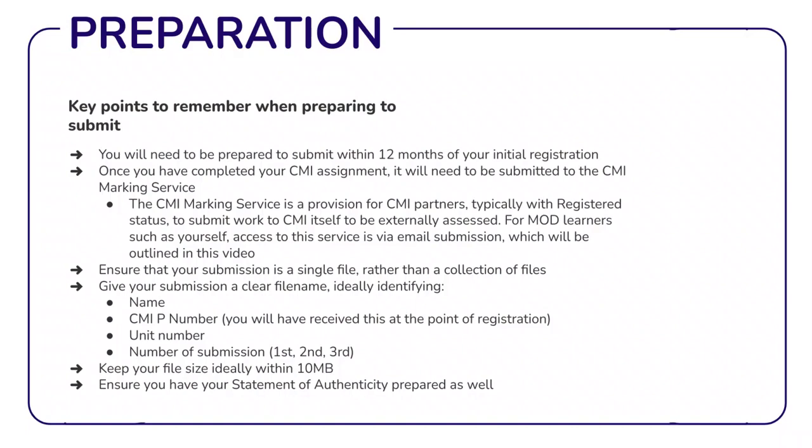Give your submission a clear file name, ideally identifying your name, the CMI P number that you've been given at the point of registration, the unit number, and the number of the submission, whether it's a first, second, or third submission. Please keep your file size ideally within 10 megabytes and ensure that you have your statement of authenticity prepared as well.